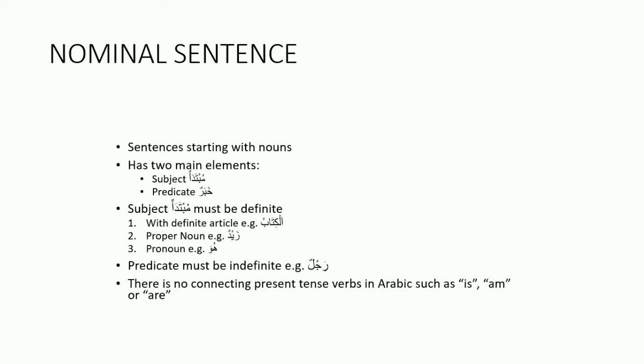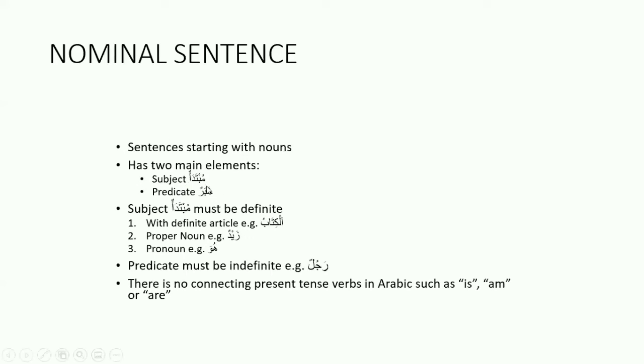A nominal sentence is any sentence which begins with a noun. It has two elements, subject and predicate. To give an example, if we say in English, the book is small, the book will be the subject. Subject is the thing or person we're talking about. So in this case, the book. It being small would be the predicate. Predicate is the information we're giving about the subject.